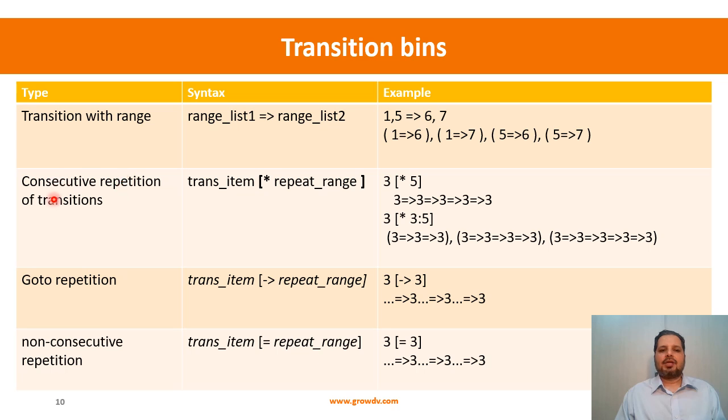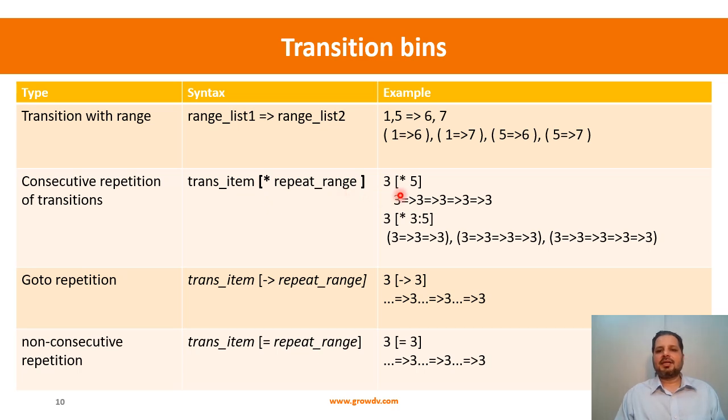And then you have the consecutive repetition of transitions. I think these 3 operators are going to remind you of what you looked at in the assertion context. So this is the consecutive repetition. The syntax will be: whatever the item that you are looking for consecutive repetition, then you can define a range or a single value, right?